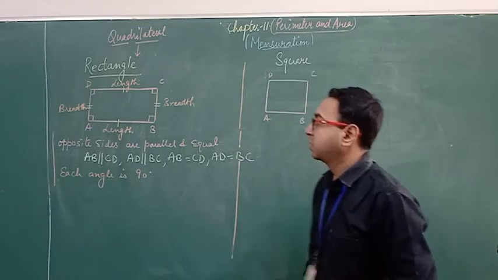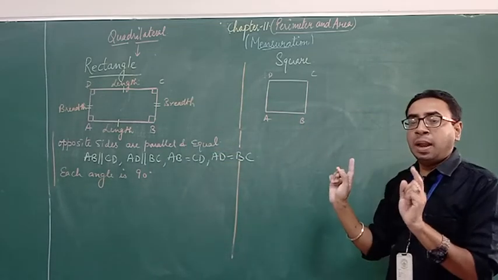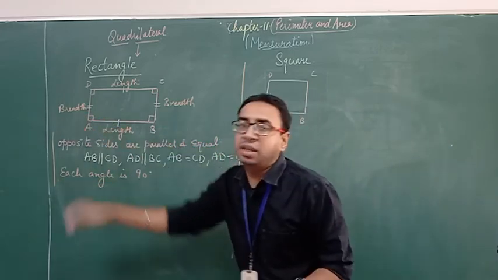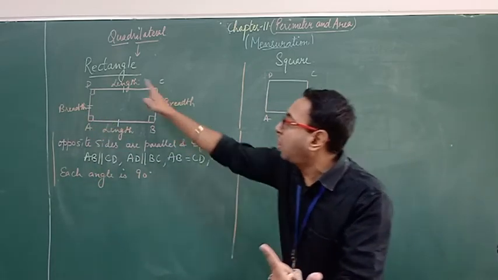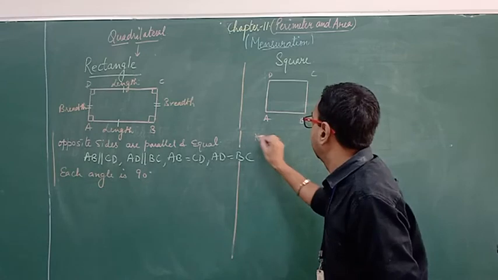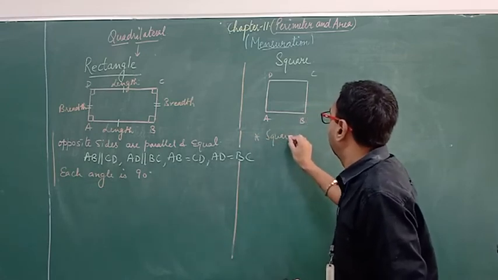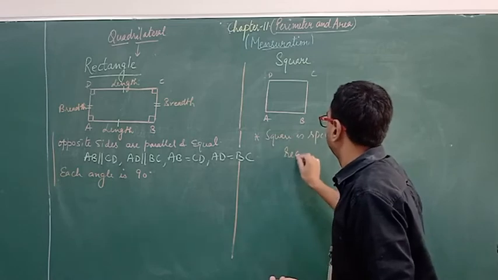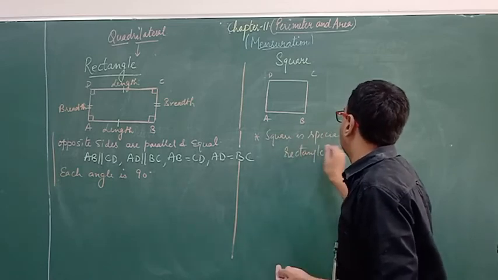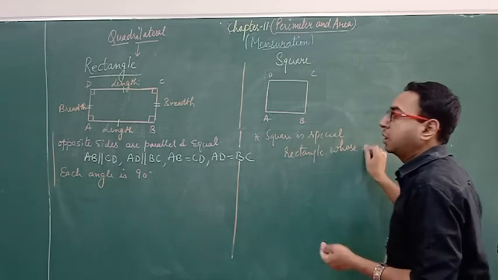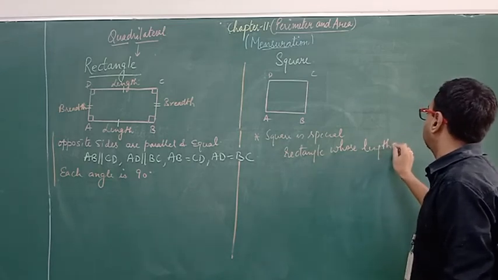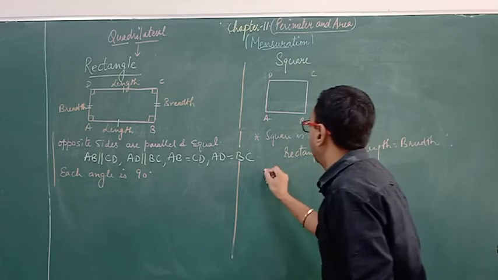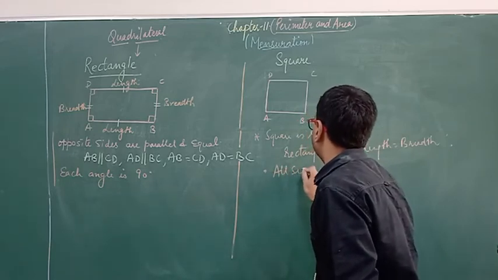Square is simple. Square is a rectangle only, but whose all sides are equal, whose length is equal to breadth. If length is equal to breadth, it means all sides are equal. So a square is a special rectangle whose length is equal to breadth. Are we clear?